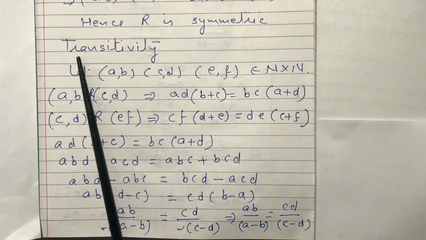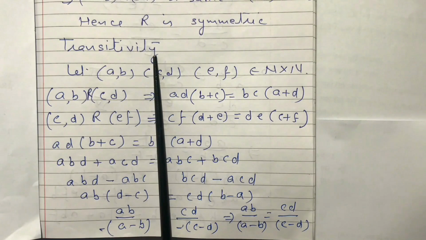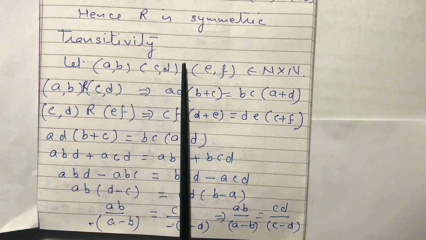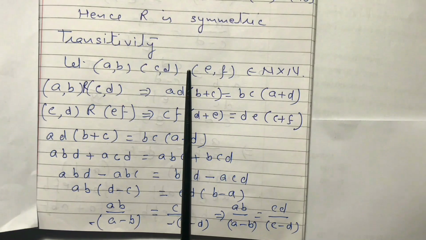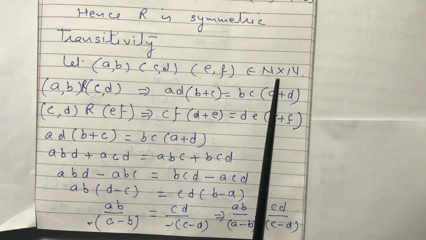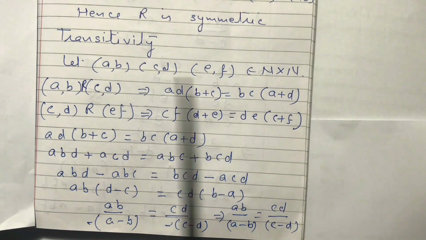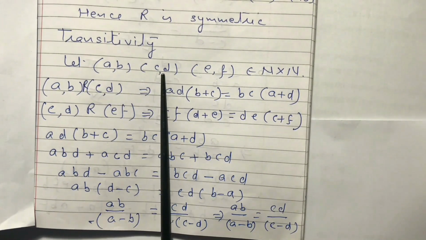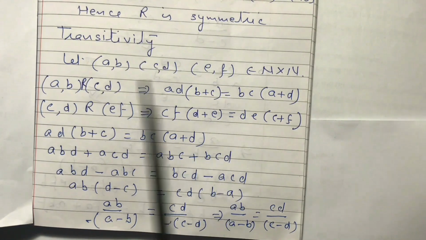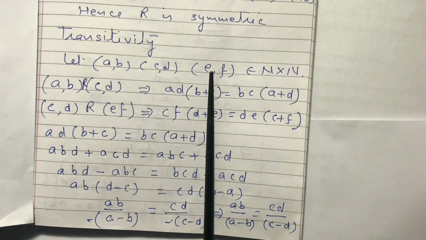Now, in order to show that it is transitive, we need to look at it a little carefully. Here we have to prove that this is transitive. For that, first let (a, b), (c, d) and (e, f) belong to N×N. (a, b) is related to (c, d) and (c, d) is related to (e, f). Then we will prove (a, b) is related to (e, f).